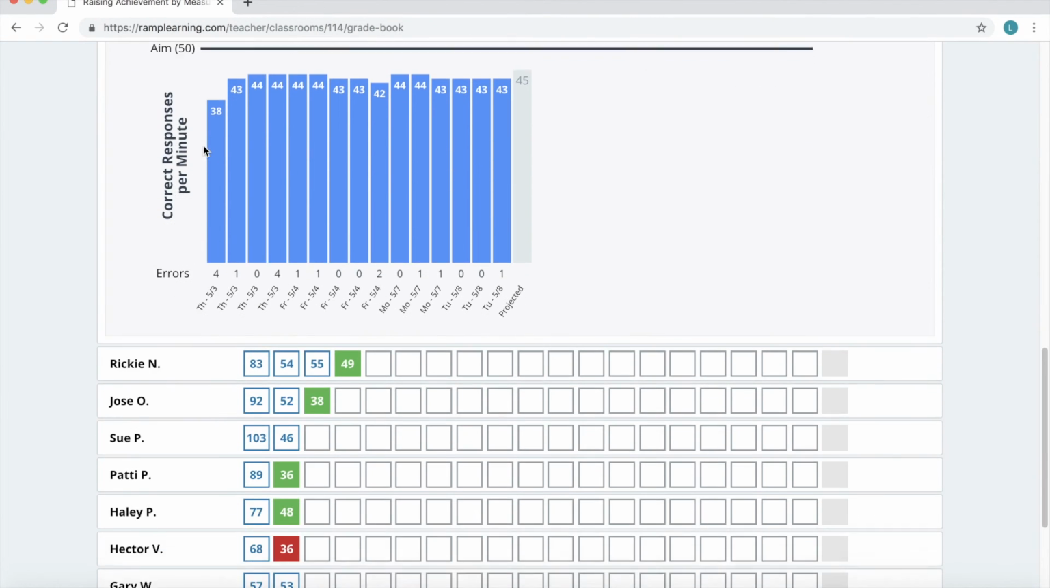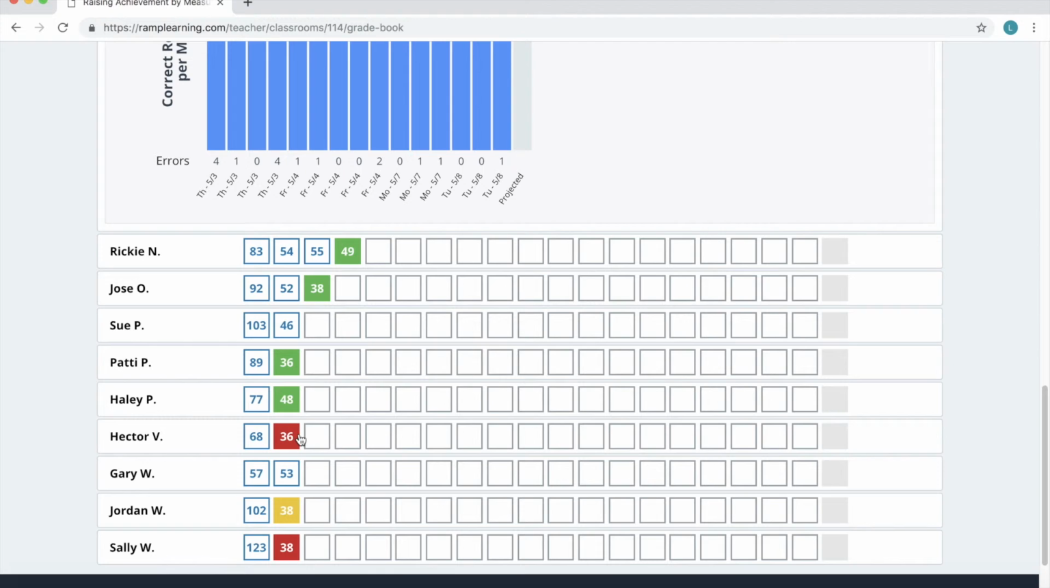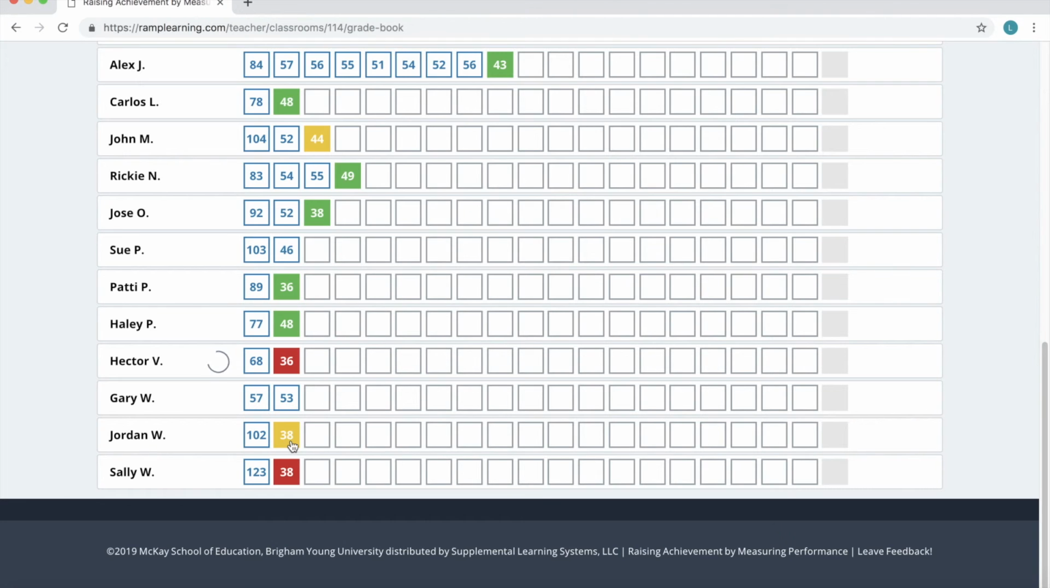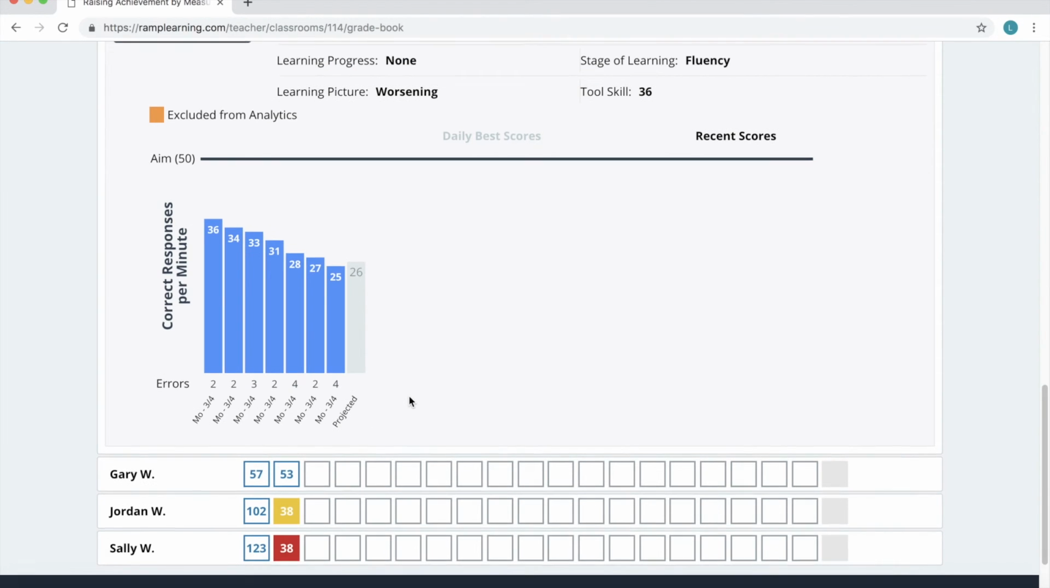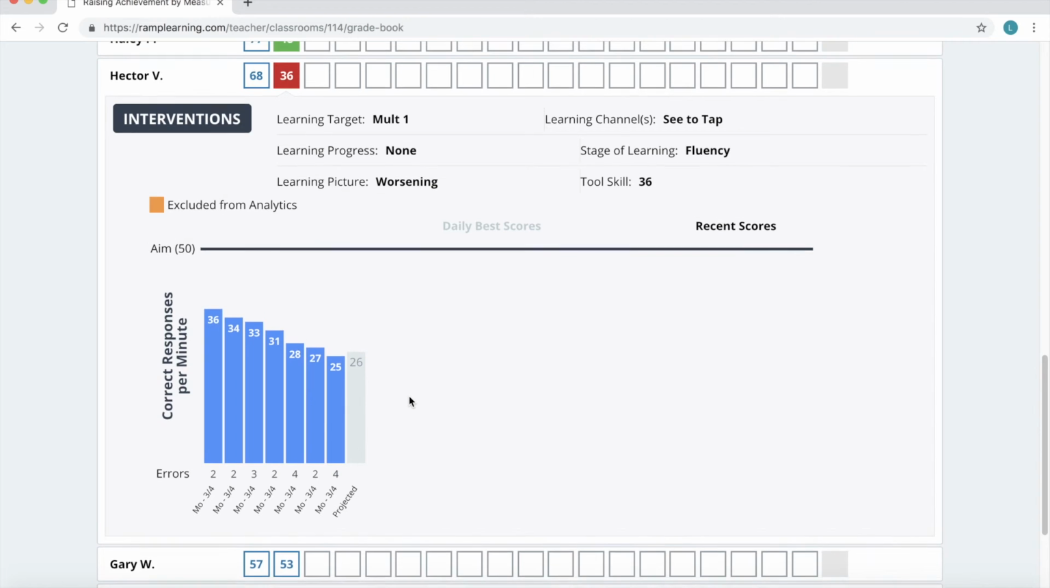Let's click on another student who's struggling. I'm going to click on Hector here. His red box indicates that he's struggling. Hector's working on multiply 1, and he's an interesting case because he's not making a lot of errors, but his fluency is slowing down and even decreasing.